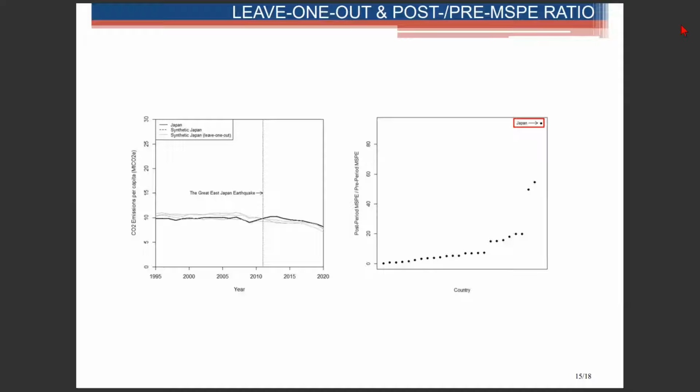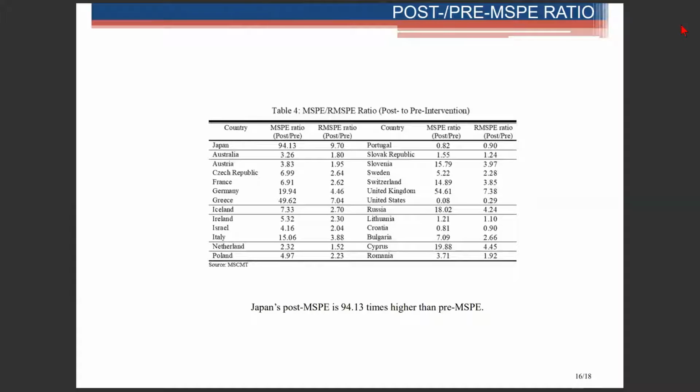And those two graphs can also be used to support my statistical significance. The left one is the Levenhall graph and the right one is the post-MSPE ratio over the pre-MSPE ratio. In the right graph, Japan is in the upper right side, in the red rectangle, which means in Japan, the post-MSPE value is much higher than the pre-MSPE value, which means there is some event affecting the CO2 emission per capita in Japan. This table also shows the MSPE ratio as you see in the previous slide.